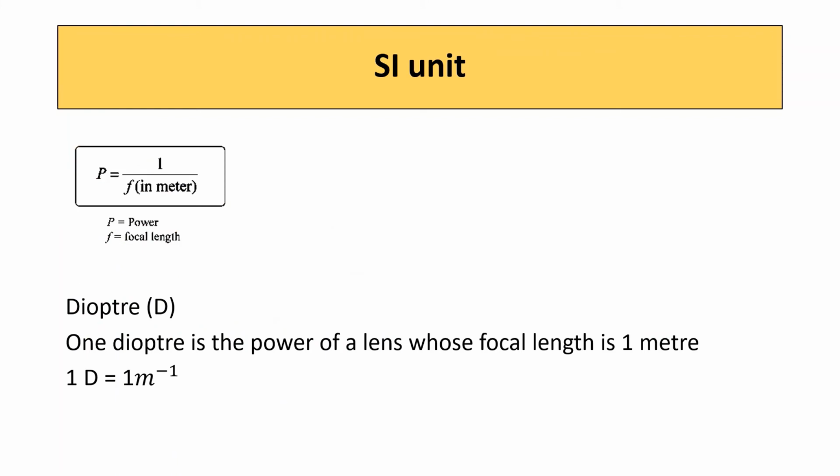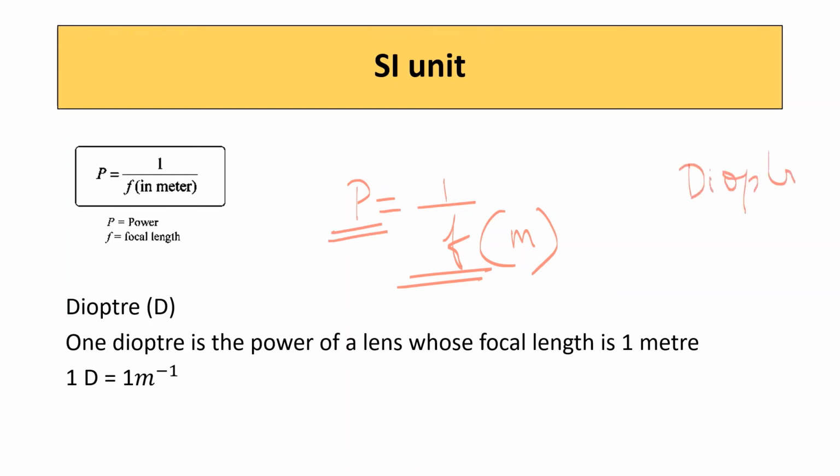What will be its SI unit? P is equal to 1 by F. This F should always be in meters. The SI unit is known as diopter, represented by capital D. 1 diopter is the power of a lens whose focal length is 1 meter.